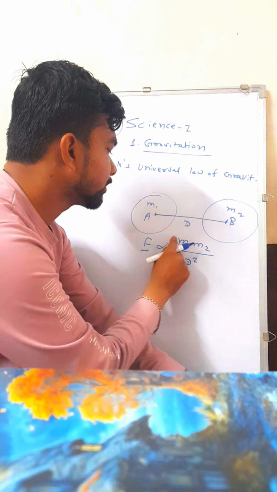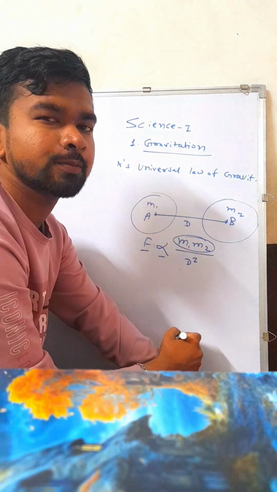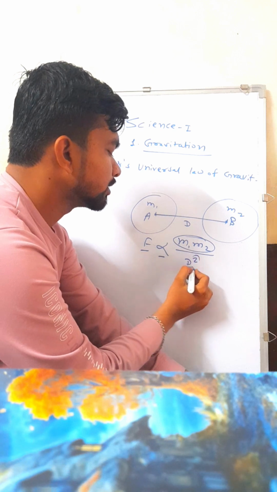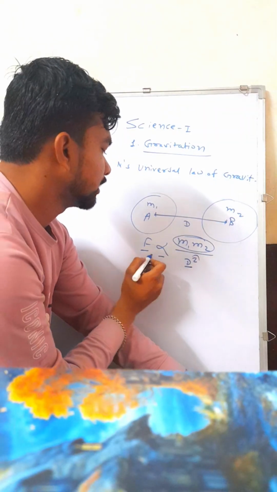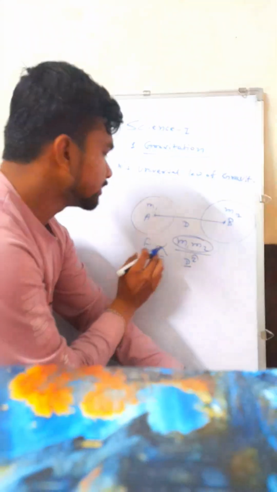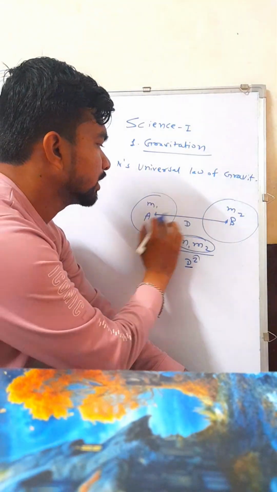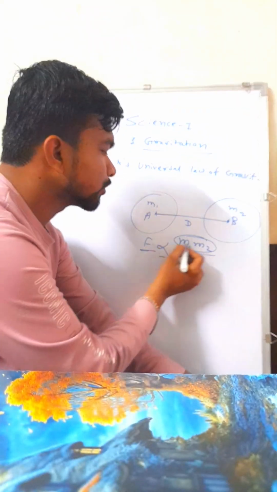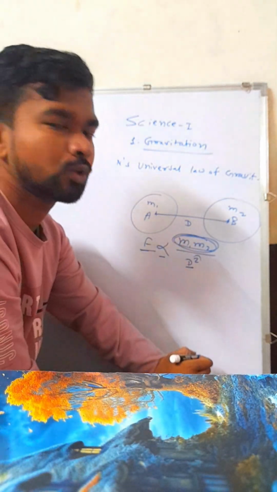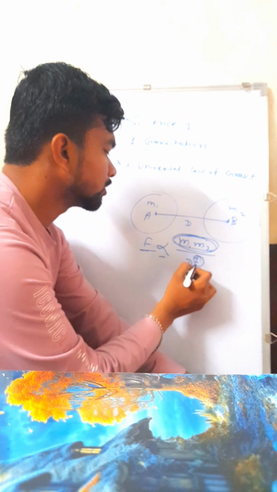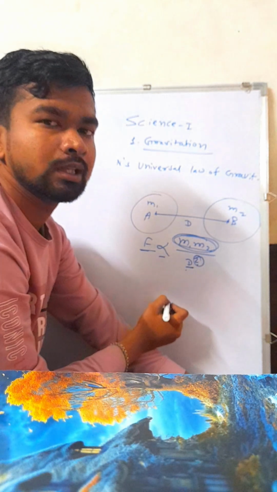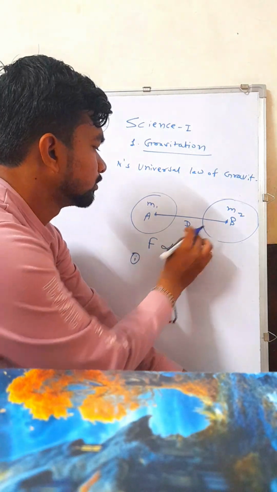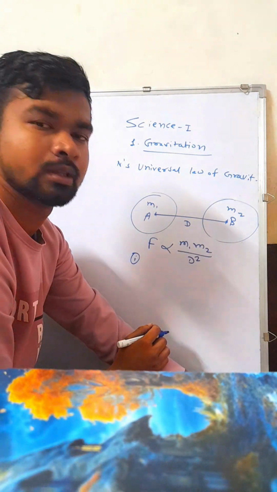This force is directly proportional to the product of the masses of the two objects and inversely proportional to the square of the distance between them. That is, the law says that every object in the universe attracts every other object with a definite force, which is directly proportional to the product of the masses and inversely proportional to the square of the distance between them.